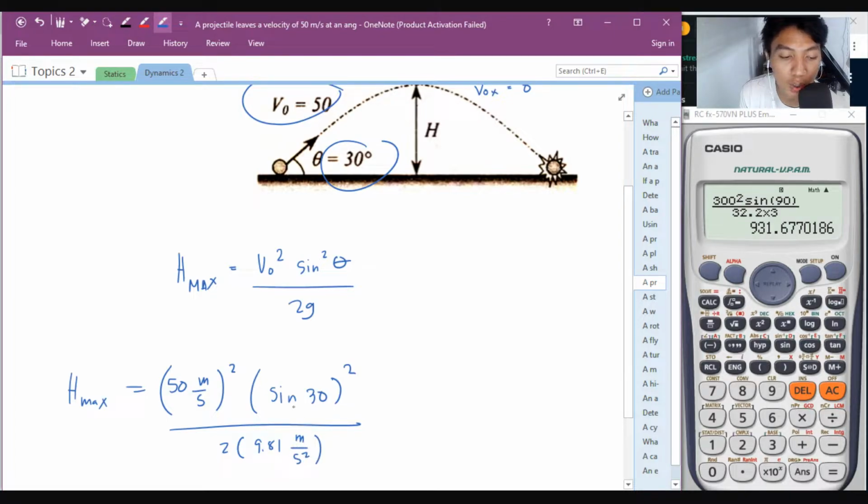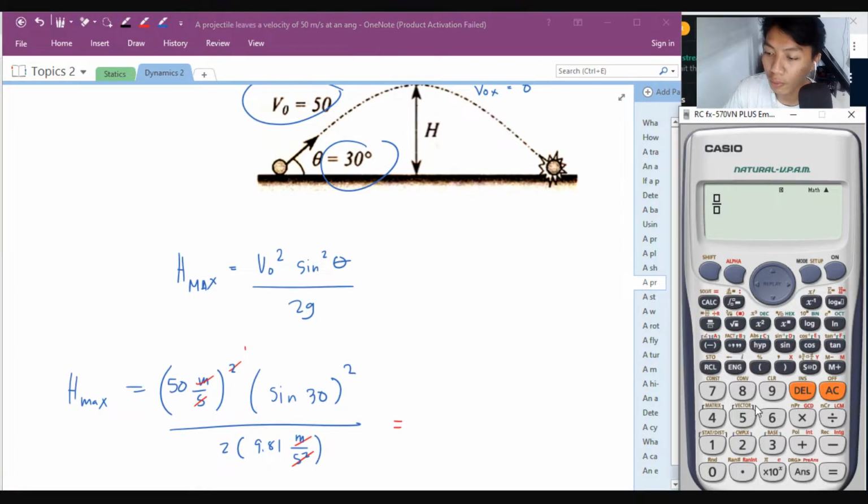We cancel all the same units, meter squared. So may matitira meter, second squared. And we leave you with the value of 50 squared times sine 30, square the value.